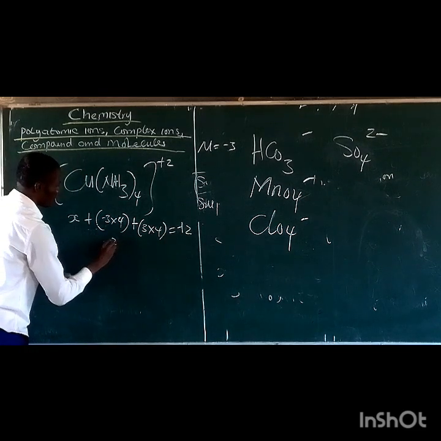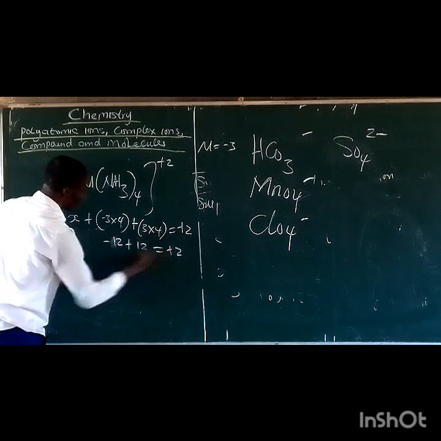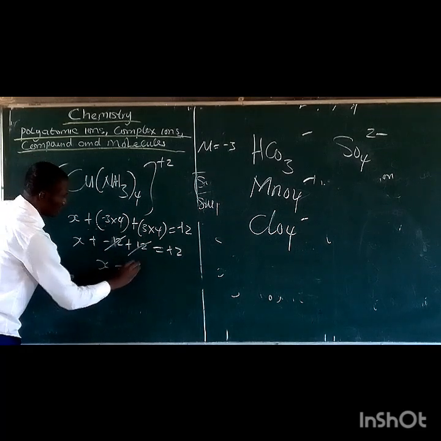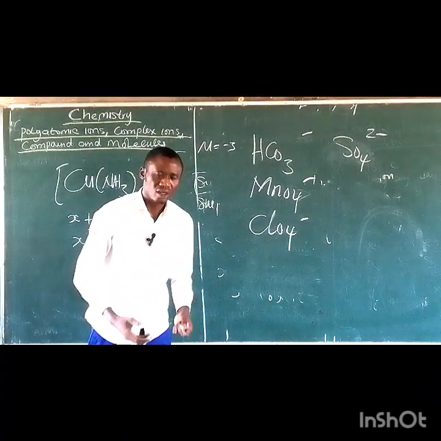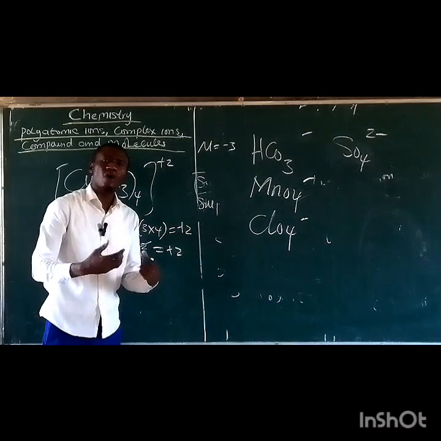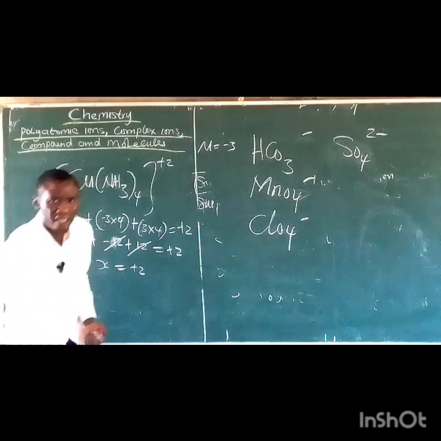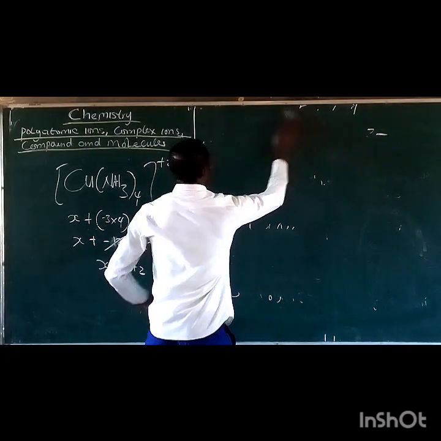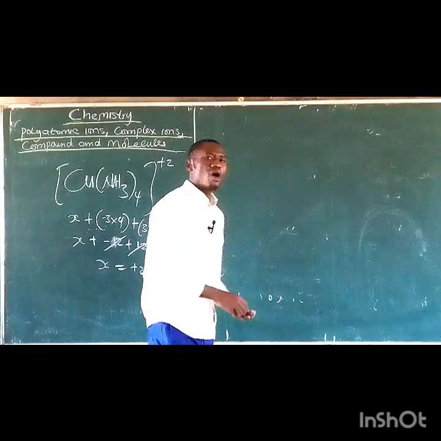This times this is minus 12, plus this times this is 12. Everything is equal to plus 2. Don't forget to put your x. This will cancel out this, so x is equal to plus 2. So this is copper(II) tetraammine. Why? Because the oxidation state of copper in this compound is 2. Alright, let's name another complex ion. The ammine are known as the ligands surrounding the copper.